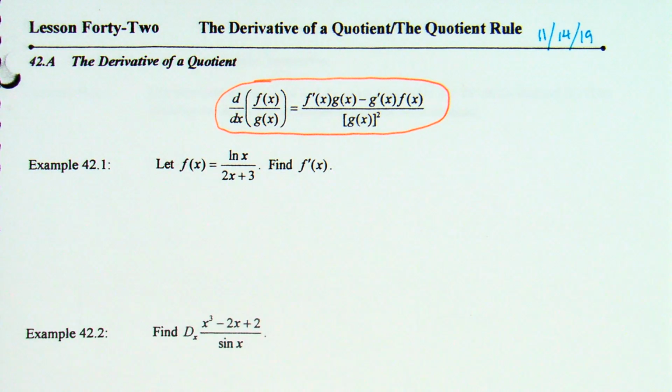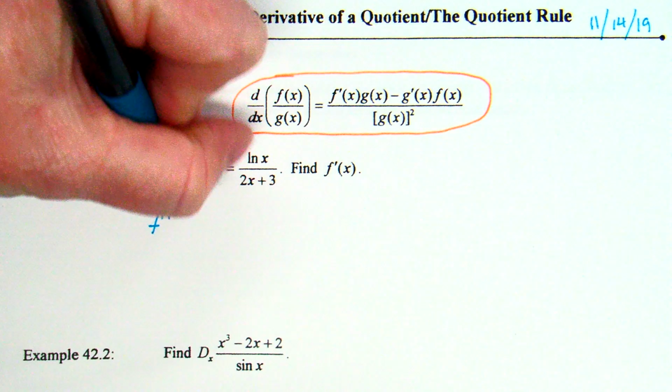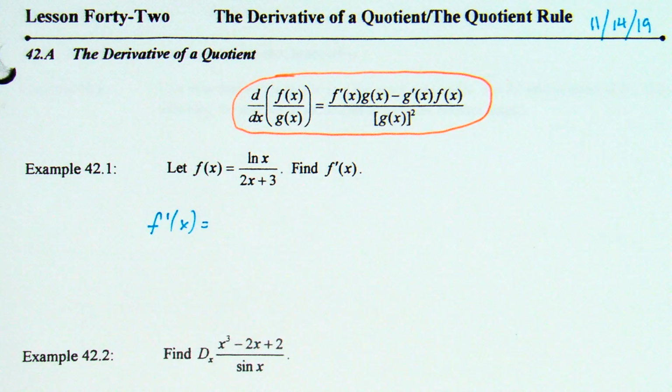So, okay, let's try example 1. F of x equals natural log of x over 2x plus 3. They want us to find f prime of x. What you cannot do is say 1 over x over 2, and that's my answer. You can't just do derivatives of whatever's there. Because it's two things with x being divided, we have to apply the quotient rule.